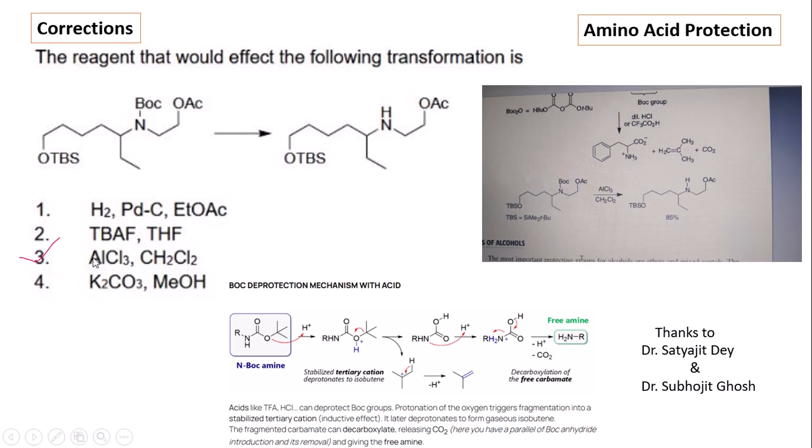For the deprotection of the Boc protecting group, aluminum chloride in dichloromethane is used, and aluminum chloride is the acidic one, in the presence of dichloromethane. Actually this problem was previously described as option 2 being correct, but it has been corrected, thanks to my sirs Dr. Satyajit Dey and Dr. Shubhajit Ghosh for this correction. That is, aluminum chloride and dichloromethane is the correct option, and this has been taken from a book where the group has been deprotected in the presence of an acidic medium.